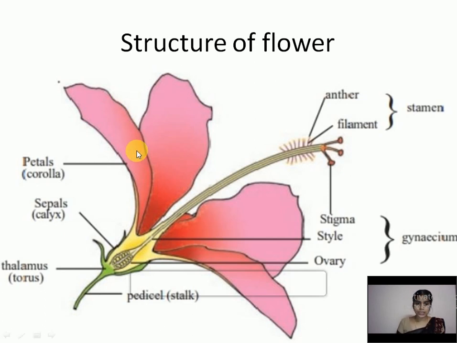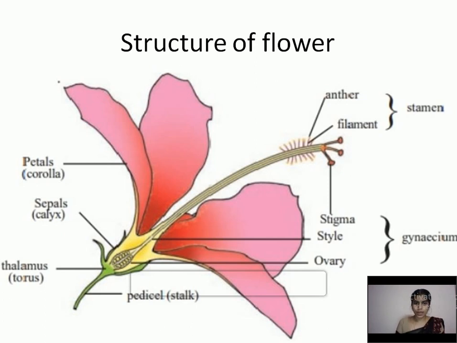Next are the petals, or corolla. It is the brightest part of the flower, the attractive part of the flower. Why is it attractive? Because it helps to attract insects or pollinators.